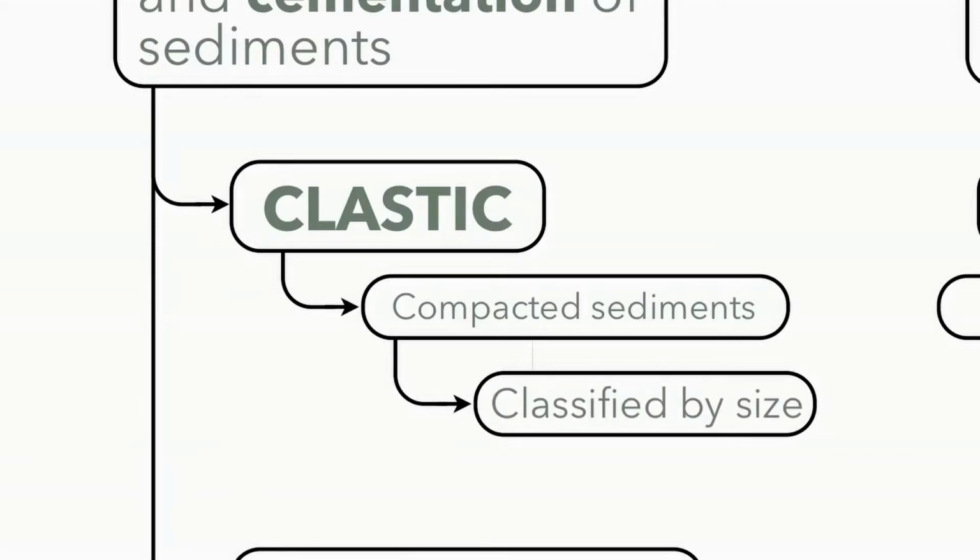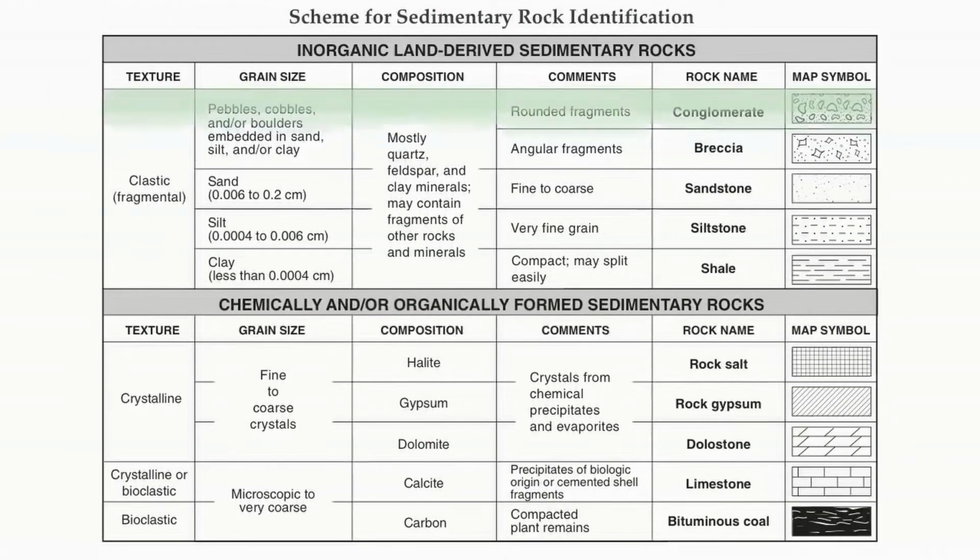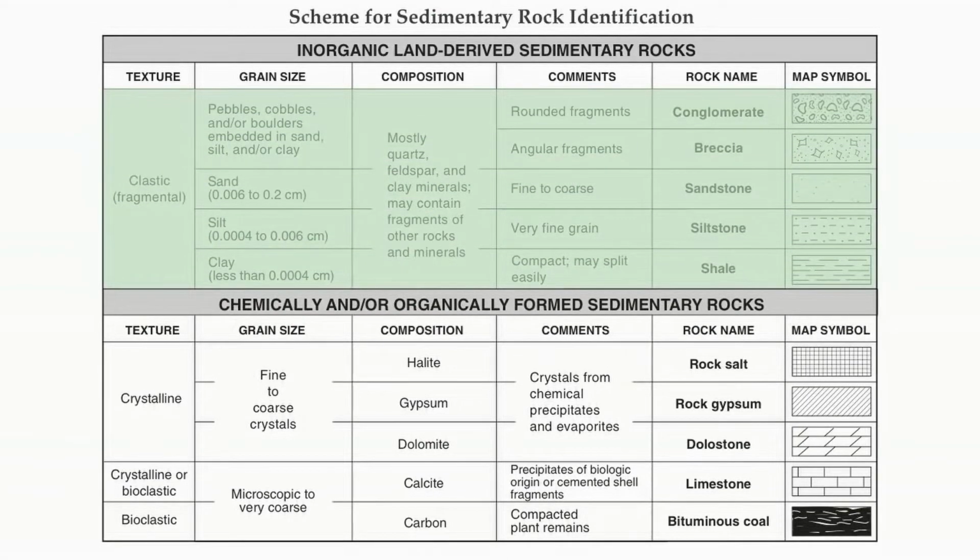Let's take a look at the sedimentary rocks reference table. Now, the clastic rocks are the ones that are on the top half. They are also referred to as the inorganic, because they don't involve any living materials, and land-derived, meaning they come from the land. They come from the rock that makes up the land.